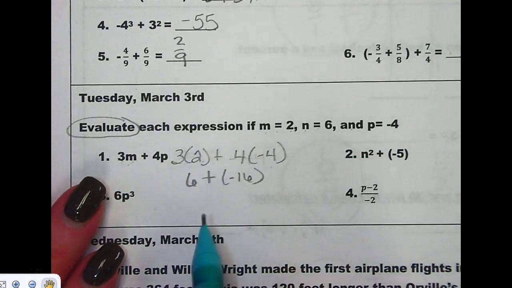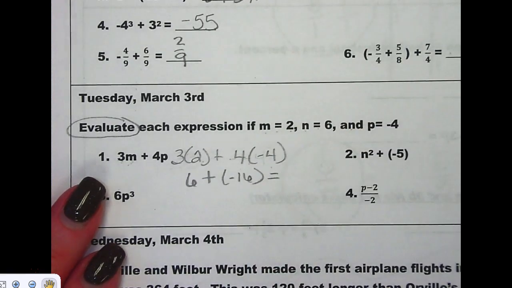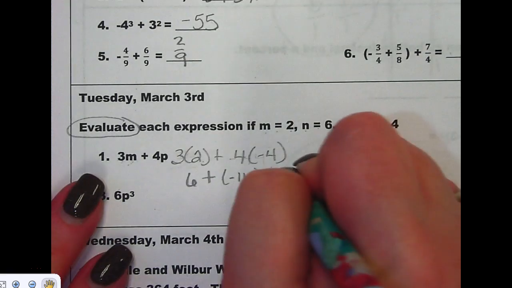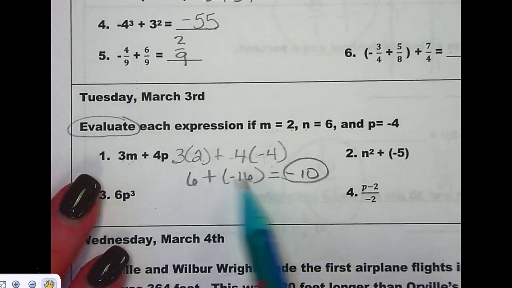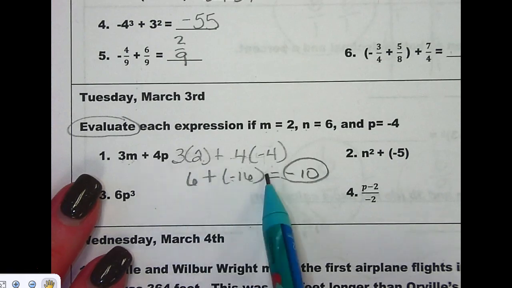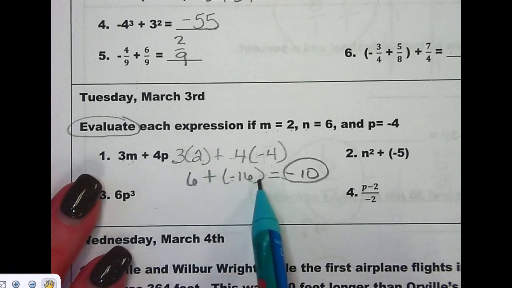All right, the signs are different, so do I add or subtract? Subtract. 6 plus -16. -10 is our answer. So you should either know that that means you subtract their absolute values. 16 minus 6 is 10. And then you take the sign of the integer with the greatest absolute value, which is -16.